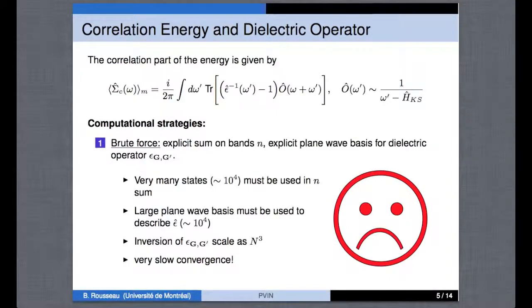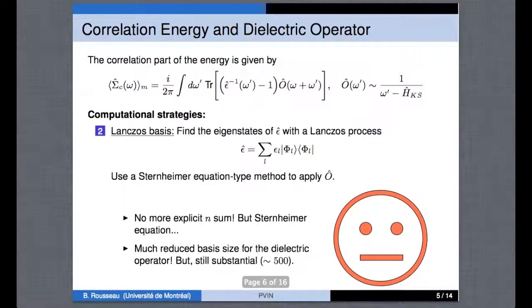But that's not a very good idea, it turns out, because then you'll have to sum on very many of those conduction states, maybe on the order of 10^4, and then you'll need to describe this dielectric operator in terms of your plane wave basis, and that leads to very, very large matrices, which you must then invert. And this scales very poorly and would yield very slow convergence. And when we say slow convergence, what we really mean is that the systems that we can actually study will be very small. So a better approach is to use what's called a Lagrangian recursion.